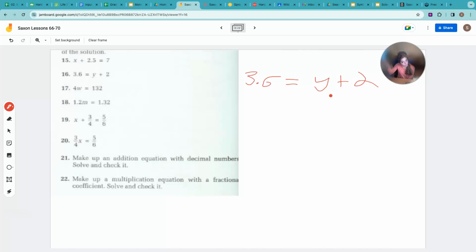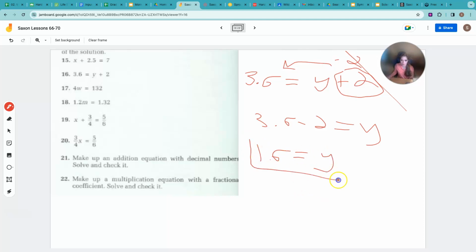First item, so the goal here is to get y by itself, whatever the letter is. Whether it's x or y, you want to isolate it. Get it on one side by itself, numbers on the other side. So the first thing we're going to do is try and get rid of this positive 2. So remember, if it's going across the equal sign, it's transforming. So negative or minus 2, that would cancel it out on this side. Then we're left with 3.6 minus 2 equals y. So what is 3.6 minus 2? It's 1.6 equals y. And that would be your answer.